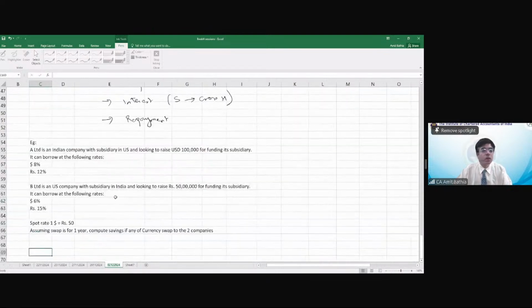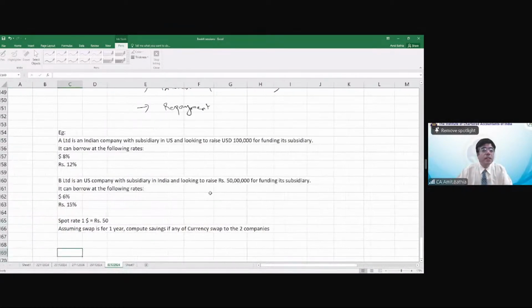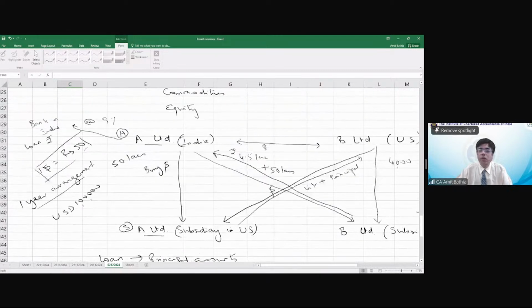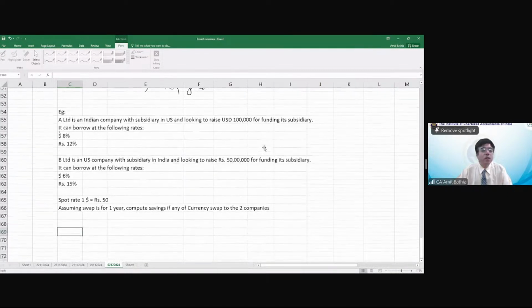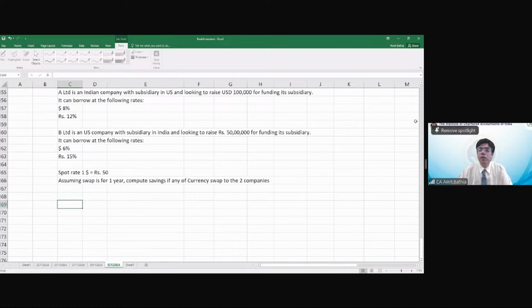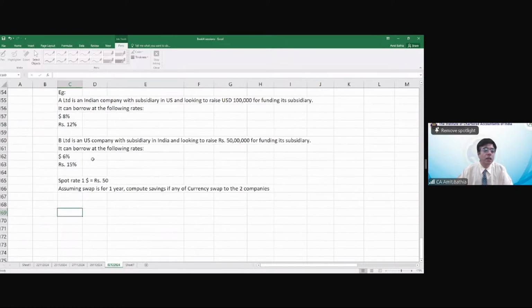All right. So the example that we had just now taken, the same example, I have tried to reduce that into kind of a question, trying to identify what will be the benefit of swap to the respective companies. So A Limited is an Indian company with subsidiary in US and looking to raise USD 100,000 for funding its subsidiary. It can borrow at the following rates: $8% and rupee 12%. So if it takes a dollar loan, it will cost it 8%. And if it borrows in rupee terms, then it will have to pay 12%.